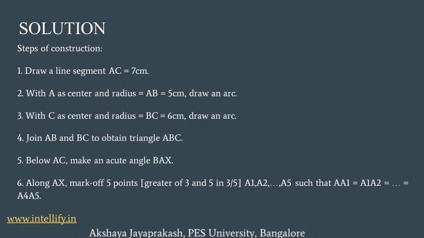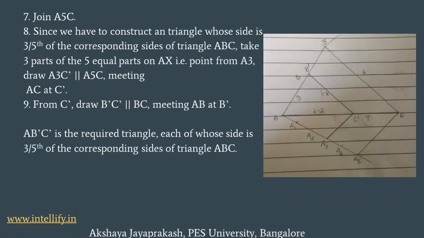Below AC, make an acute angle BAX. Along AX, mark off 5 points, the greater of 3 and 5 in 3 by 5, and name it A1, A2, A3, A4 and A5 such that the distance between the points is the same. Join A5 and C. Since we have to construct a triangle whose side is 3/5 of the corresponding sides of the triangle ABC, take 3 parts of the 5 equal parts on AX, that is point A3.